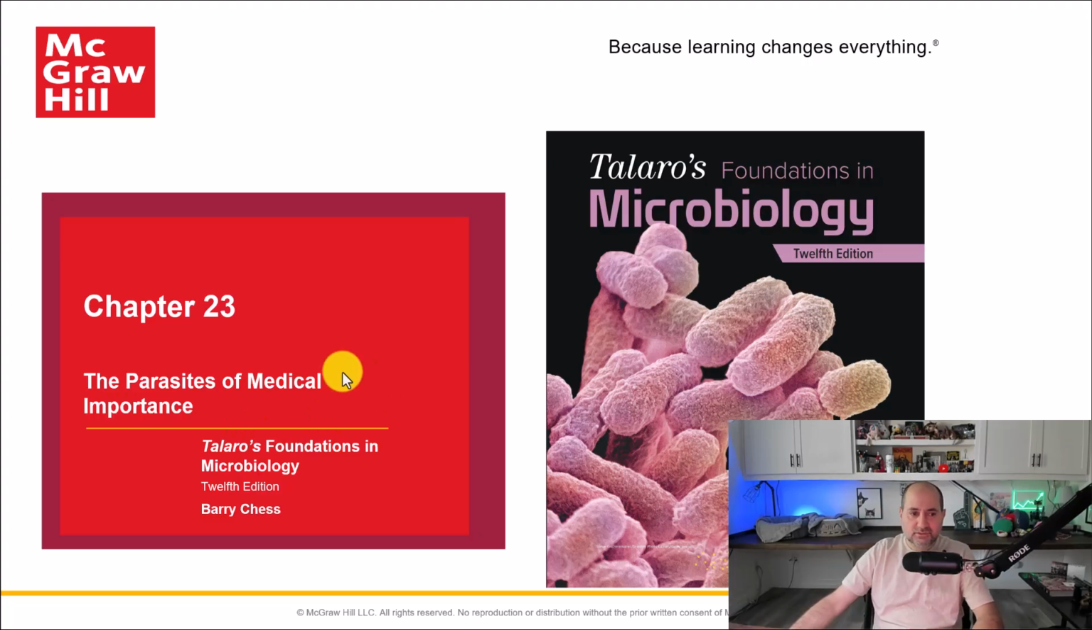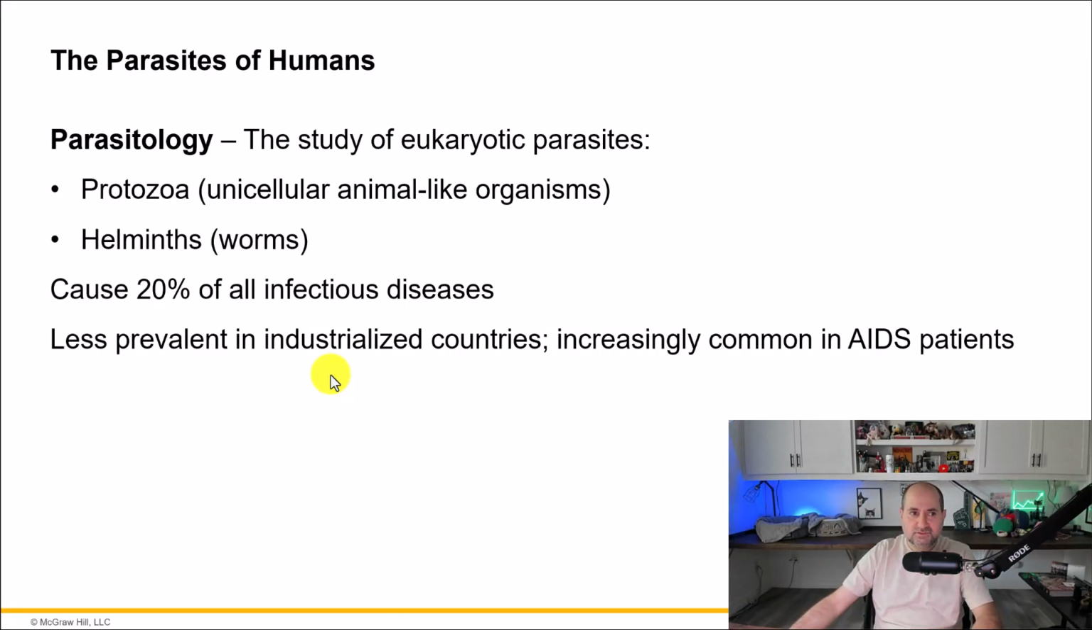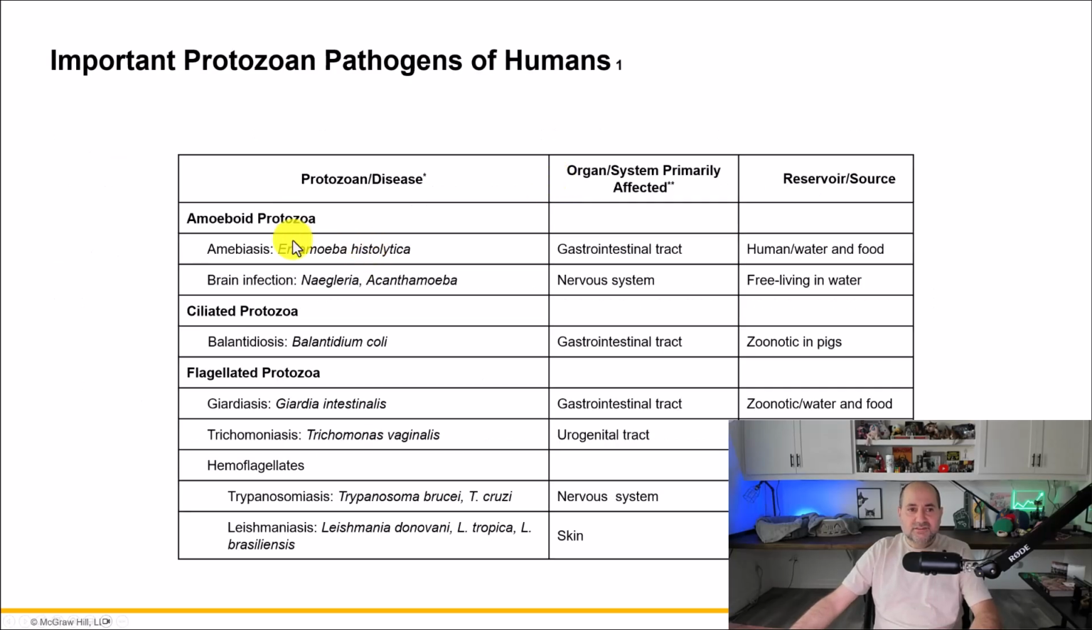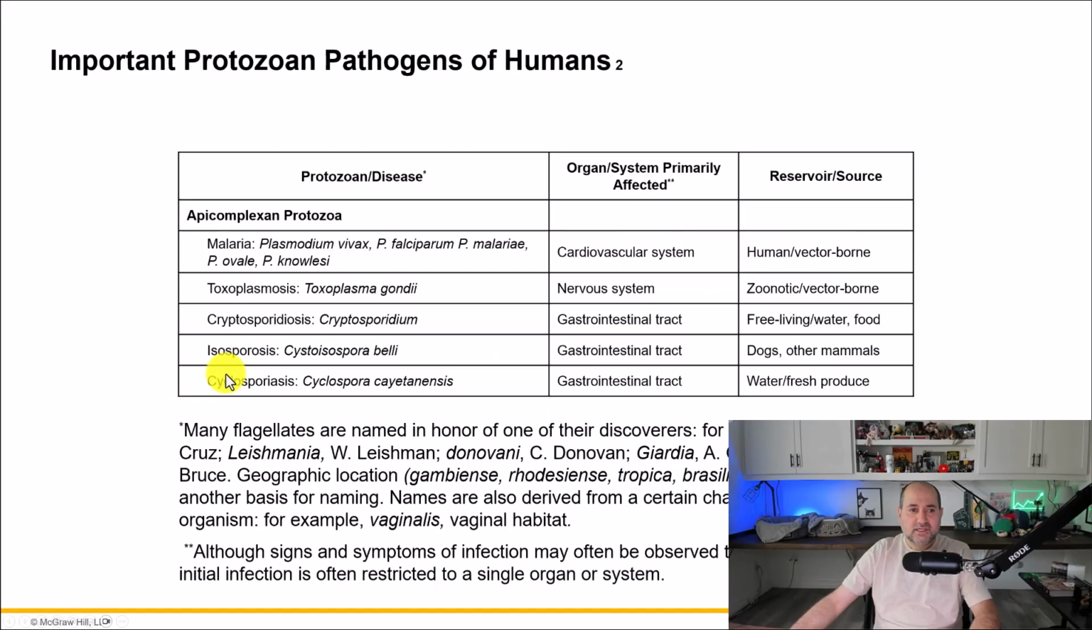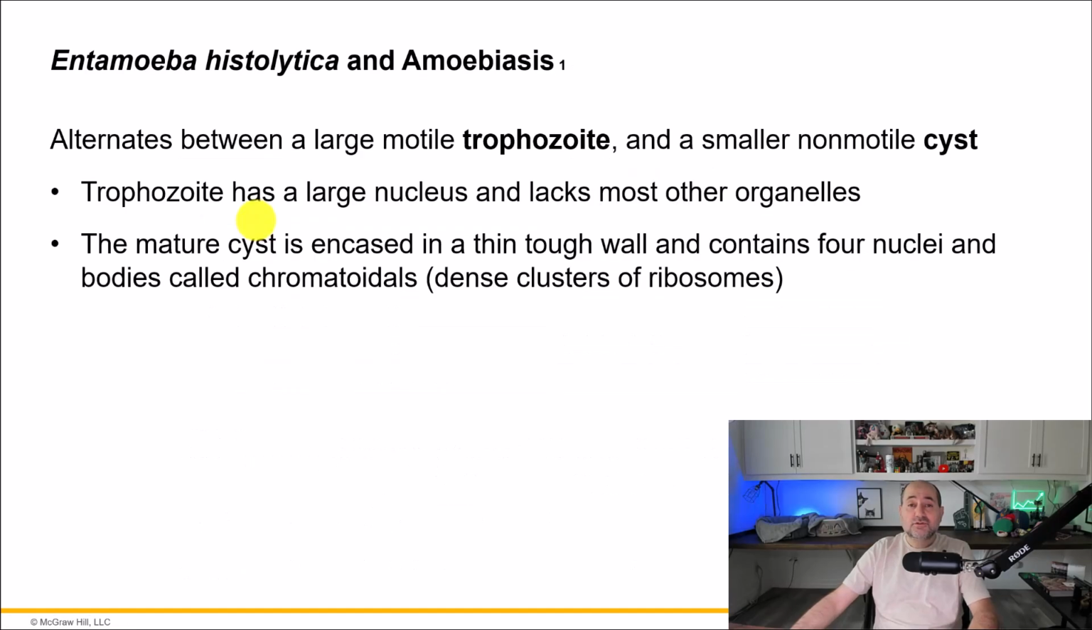Remember, chapter 23, we're talking about parasites of medical importance. You should know what the term parasitology refers to, the study of eukaryotic parasites. You should know that the protozoa are categorized based on their motility. Remember, there were the amoeboid ones, the ciliated ones, the flagellated ones, and then the ones that are called apicomplexans or non-motile ones. You should also know that many protozoa alternate between the motile and active trophozoite form and the smaller and non-motile dormant cyst form.